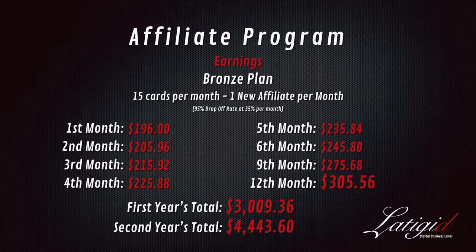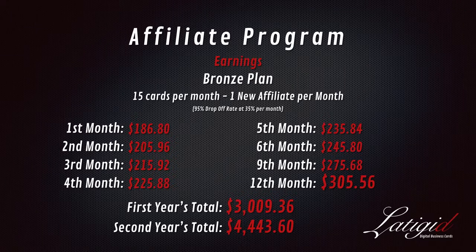These are actual real numbers, numbers that if you do 15 cards a month and you sign up one new affiliate per month, knowing that 95% of those that you sign up will not succeed on average, you're still going to get these numbers. Now, I haven't changed the numbers yet, but if you look at the first month, these are the numbers for the basic plan, the previous plan. So in the bronze plan, instead of $196 in your first month, you will make $186. That's less than the basic plan.